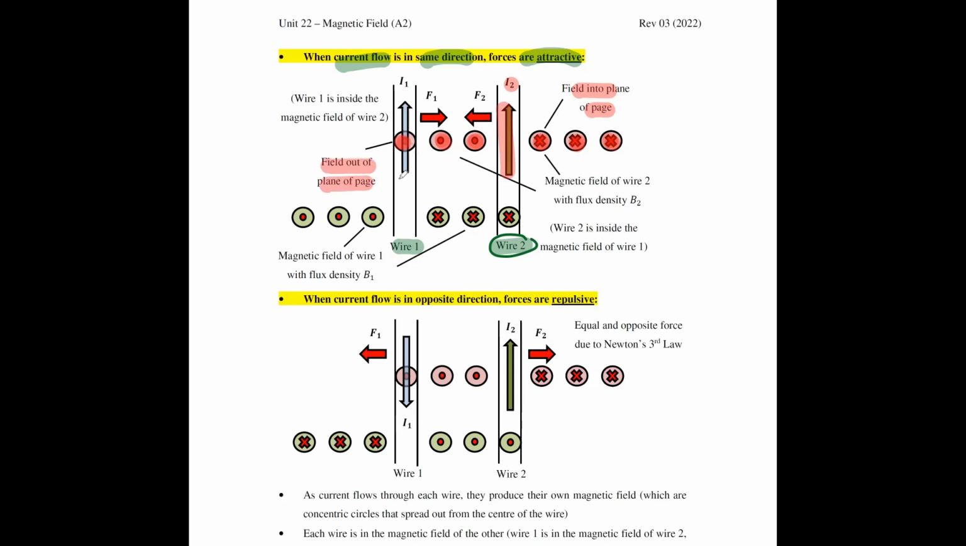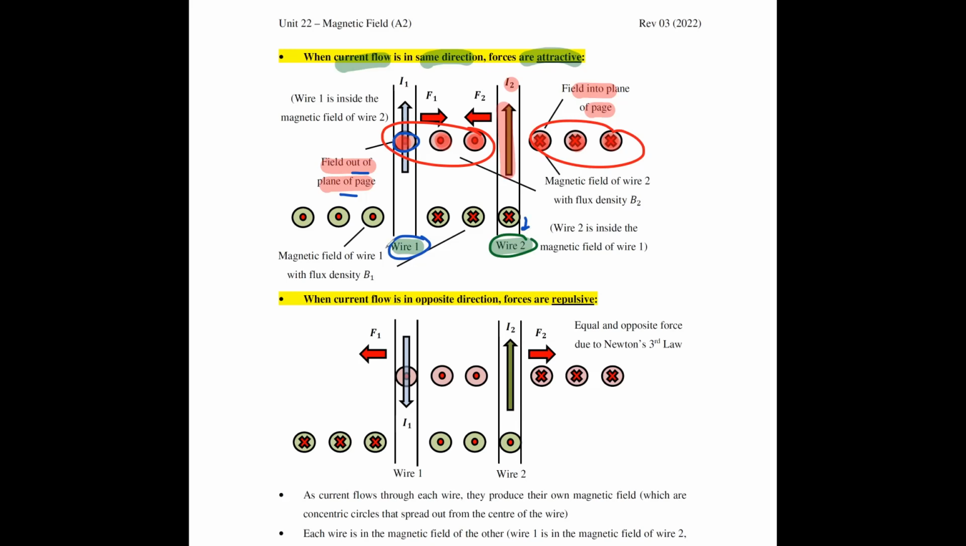The directions of the magnetic field here, you can predict using your right-hand grip rule. So for wire 2, you now have a magnetic field established when current flows through it. This side is magnetic field into the plane of the page, and this side is magnetic field out of the plane of the page. Now there is another wire, wire 1. Wire 1 is now inside the magnetic field of wire 2. This part has a magnetic field coming out of the plane of the page, caused by wire 2 itself.